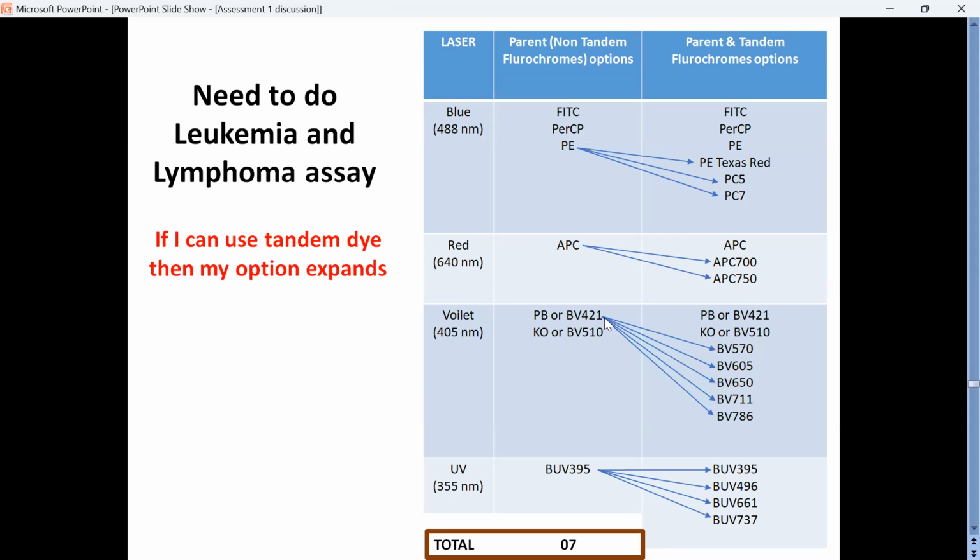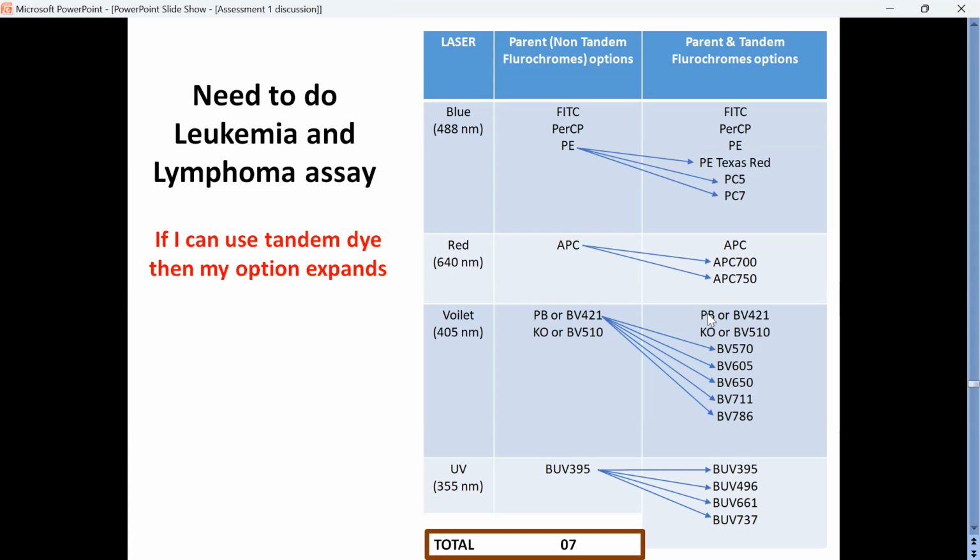Similarly, BV421, I can use the non-tandem here. In addition to that, see the tandem numbers which have increased. BV421, when converted to a tandem dye, becomes BV570, BV605, BV650, BV711, BV786. See, if you take blue, all these fluorochromes can be excited by the blue laser because these 3 have the same parent fluorochrome, which is PE. So PE can be excited by blue laser. So all these 3 can be excited by blue laser.